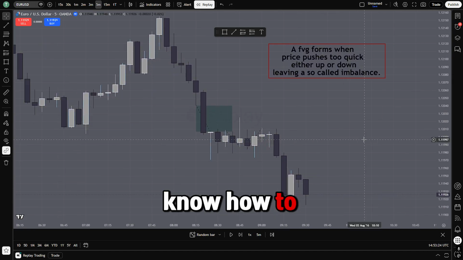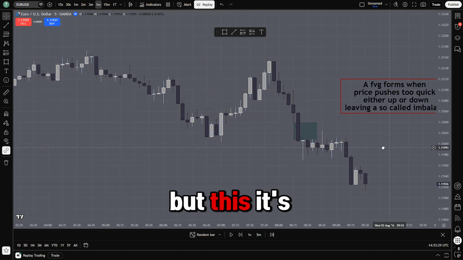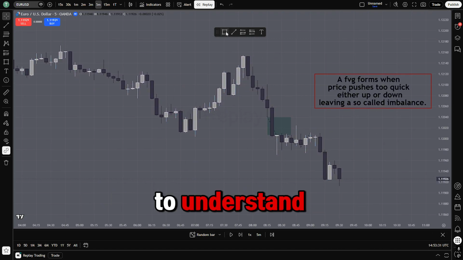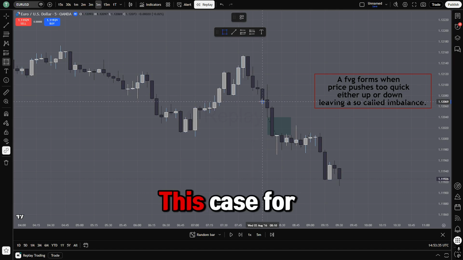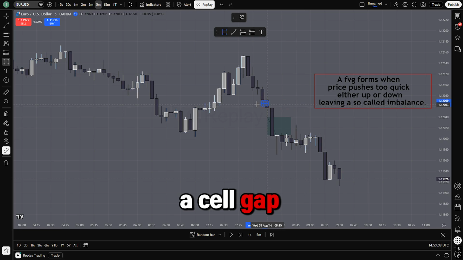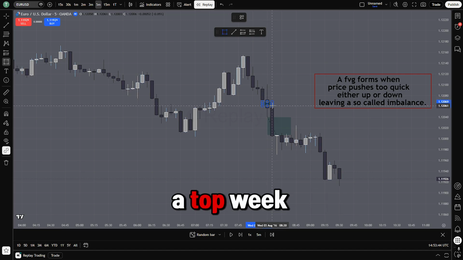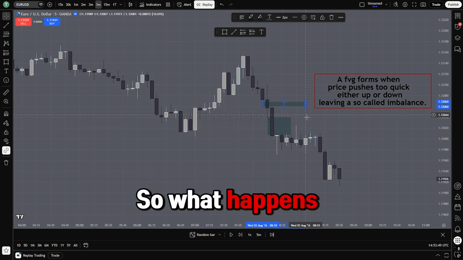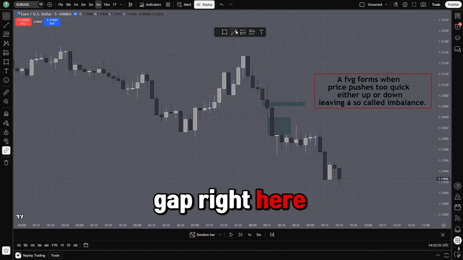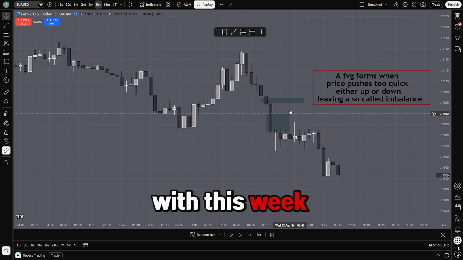I don't really know how to explain it properly, but it's honestly really simple to understand. You just see a candle, you see the down wick, in this case for a sell gap. You check if the low wick of the first candle touches the top wick of the third candle. In this case, it doesn't. So there is a gap right here. Why? Because this wick does not overlap with this wick.